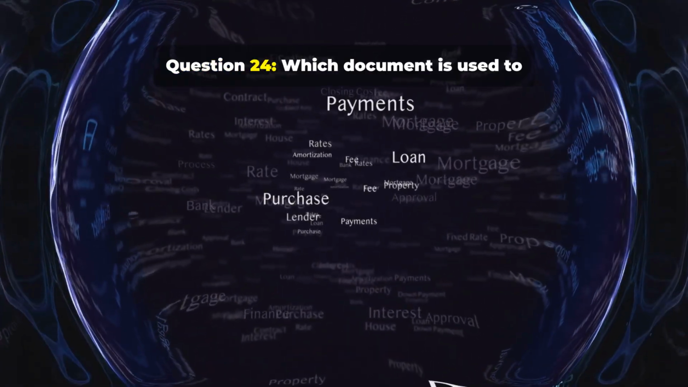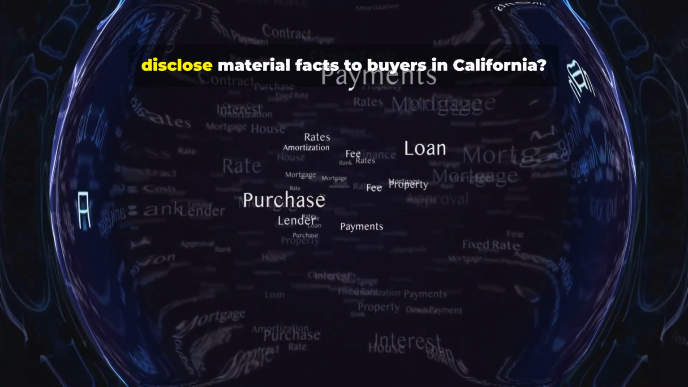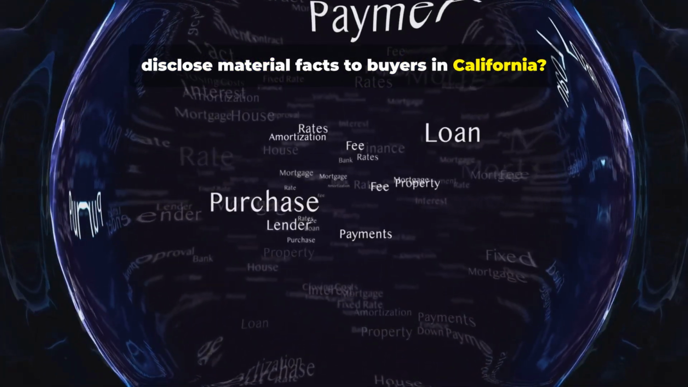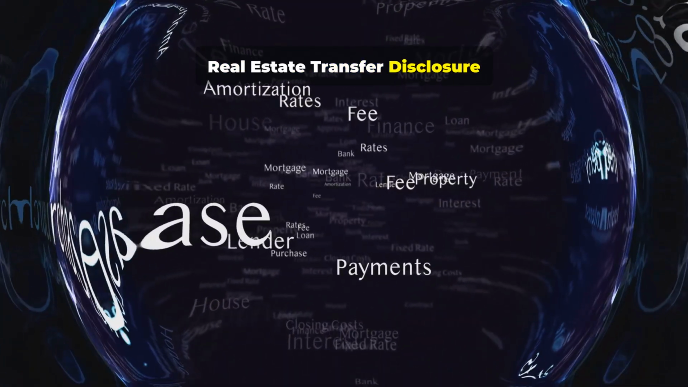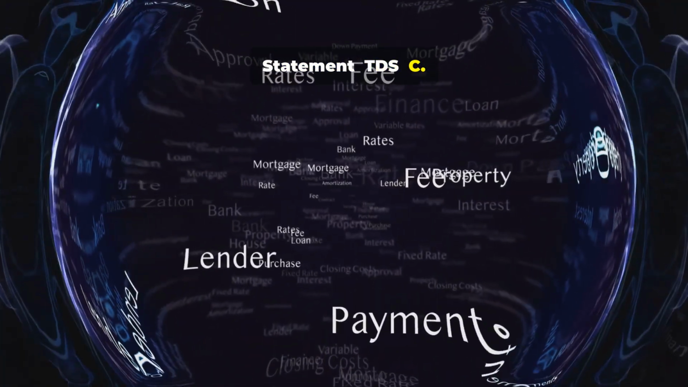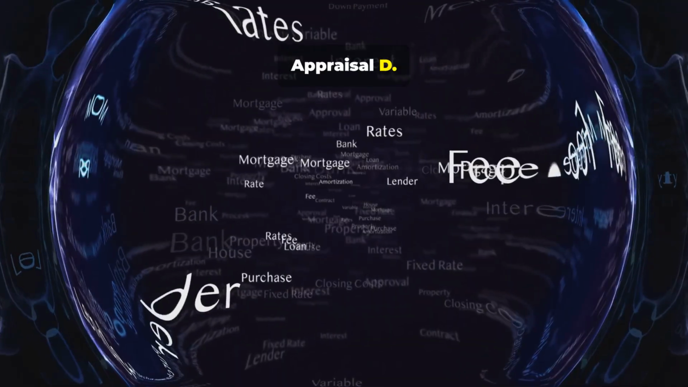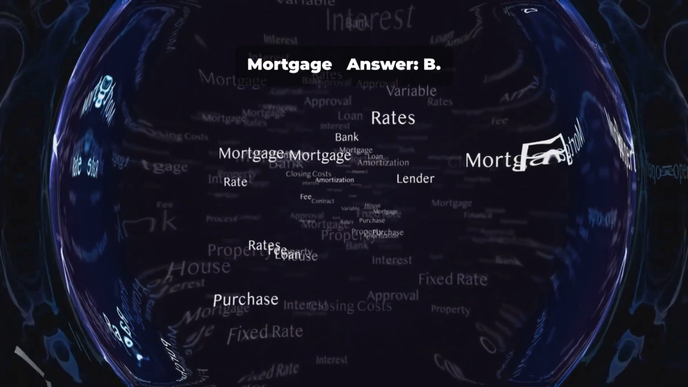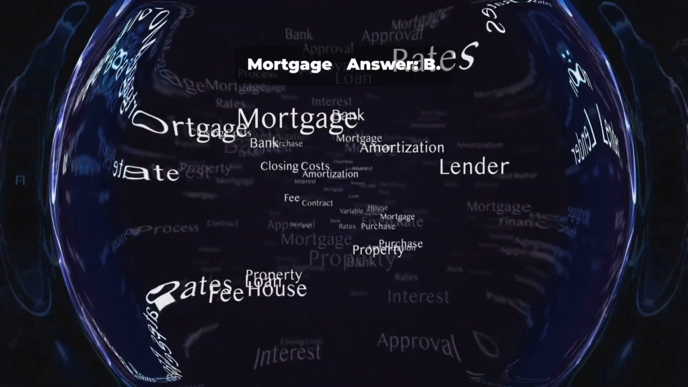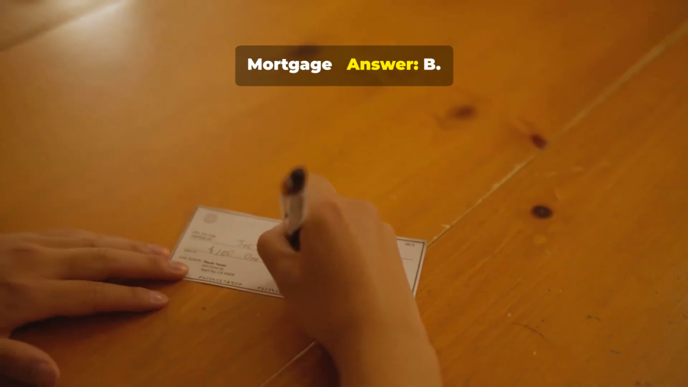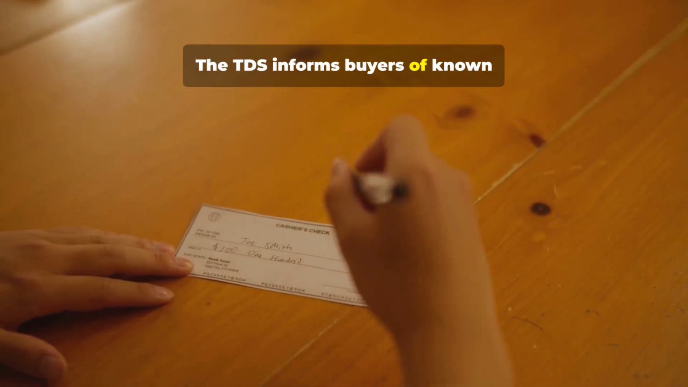Question 24. Which document is used to disclose material facts to buyers in California? A. Deed. B. Real estate transfer disclosure statement, TDS. C. Appraisal. D. Mortgage. Answer. B. The TDS informs buyers of known material facts.